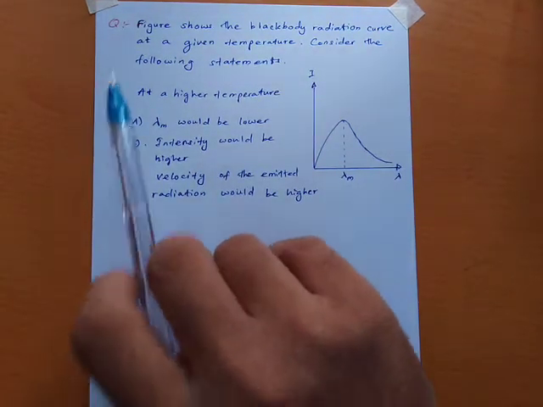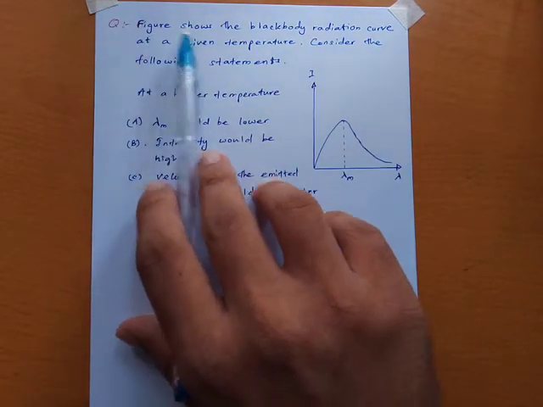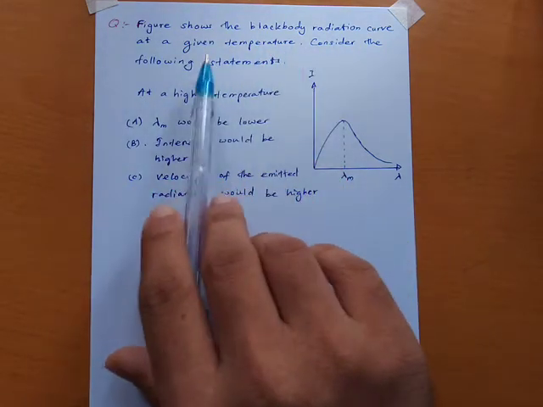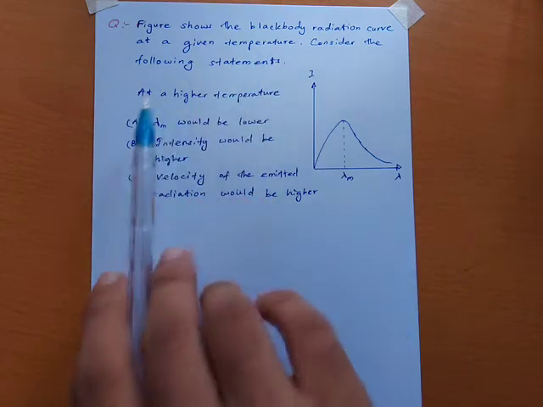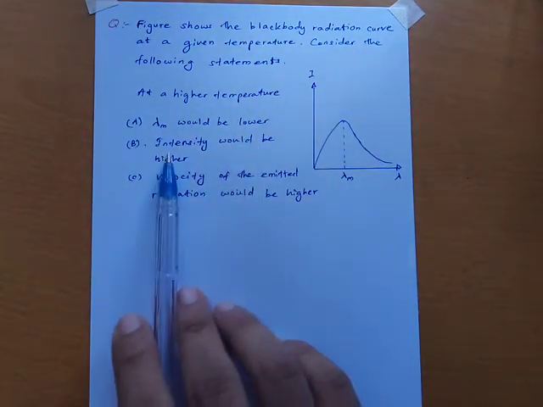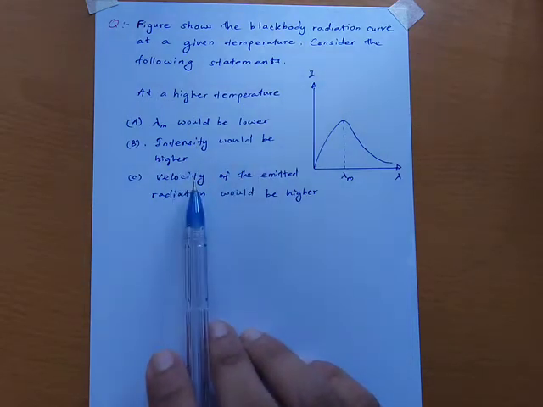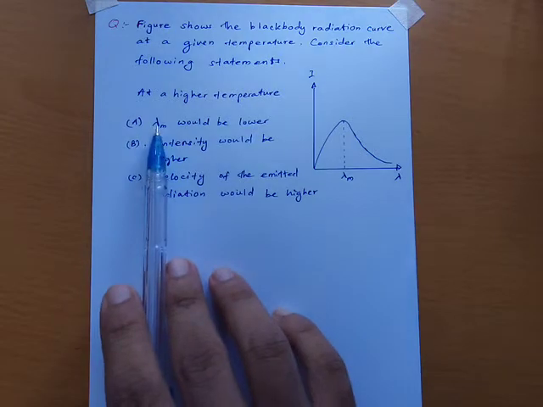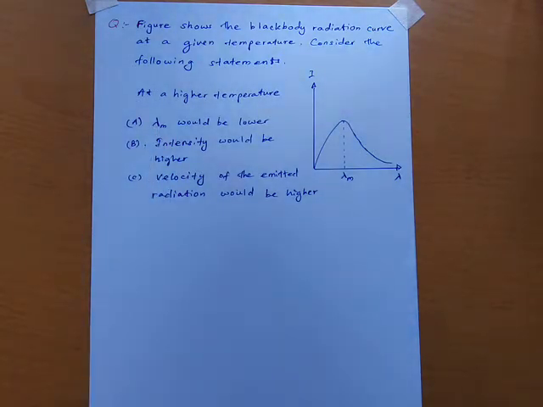Okay. The figure shows the blackbody radiation curve at a given temperature. Consider the following statements. At a higher temperature, lambda m would be lower, intensity would be higher, and the velocity of the emitted radiation would be higher. Let's see each statement one by one.